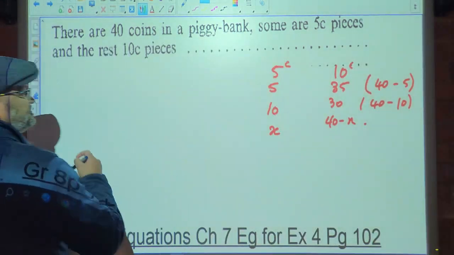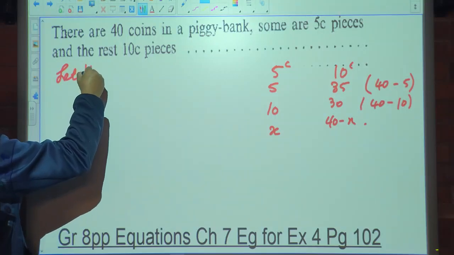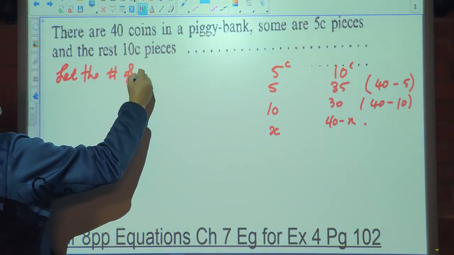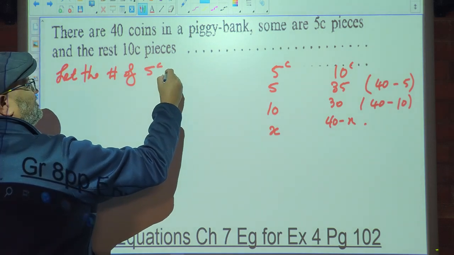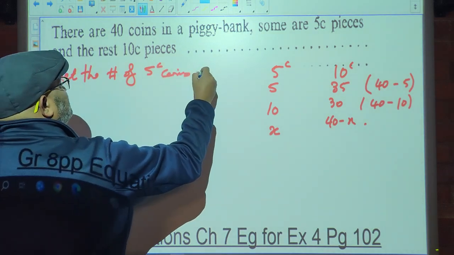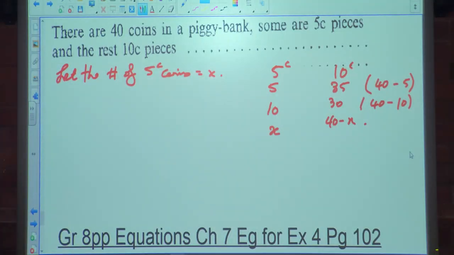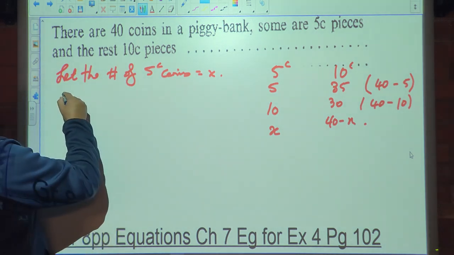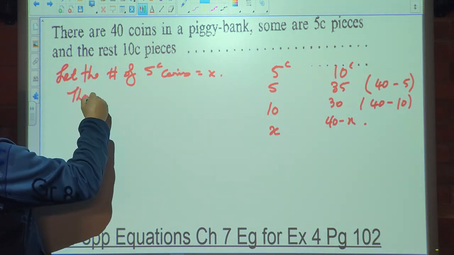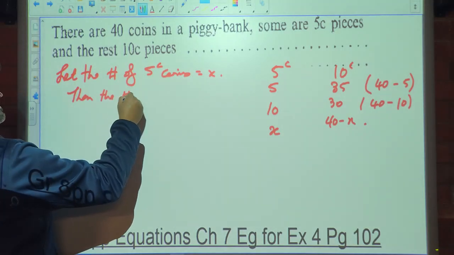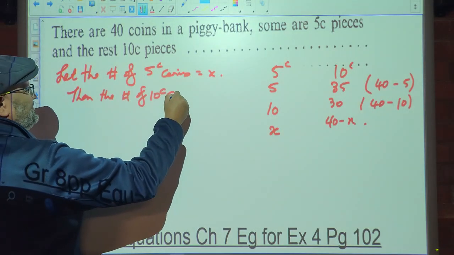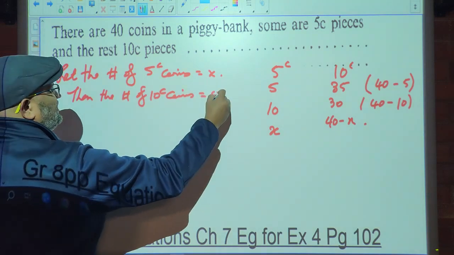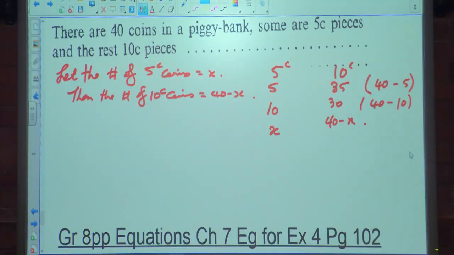Right. So let's say let the number of 5 cent coins be x. And then the number of 10 cent coins will be 40 minus x. Right. People, you guys understand? Is there any confusion? Did you guys get it?